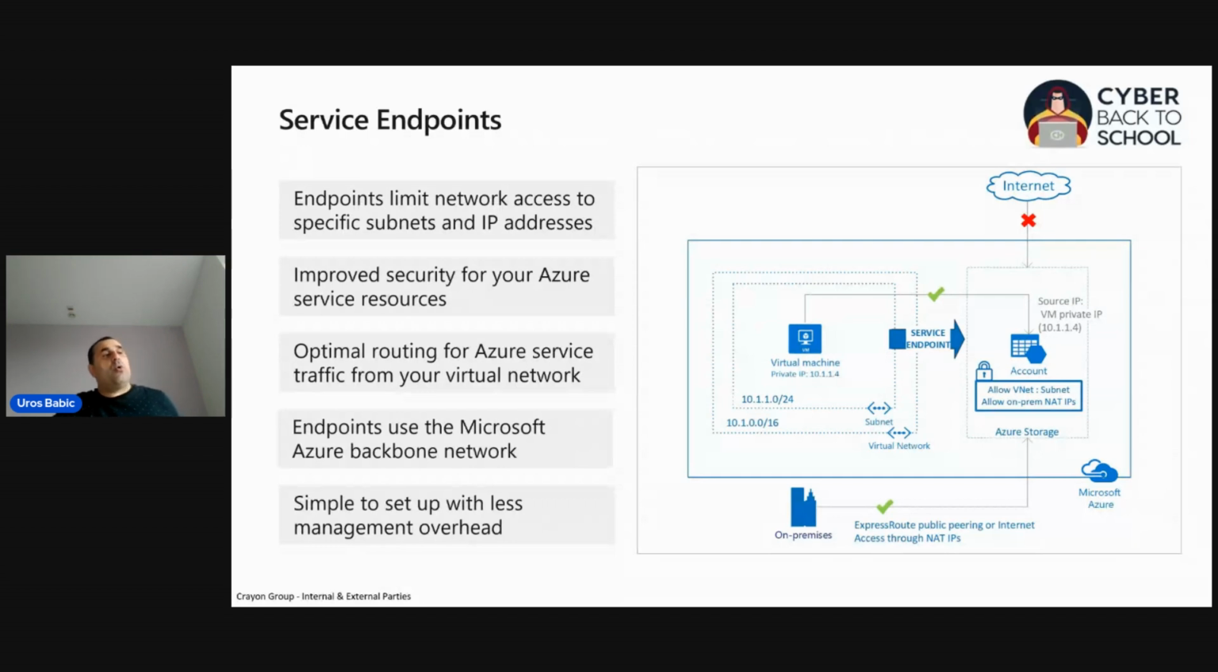Azure Storage. From an on-premises perspective, I can use ExpressRoute public peering or internet access to translate network addresses from public to private IP addresses. And that is very, very important to understand.